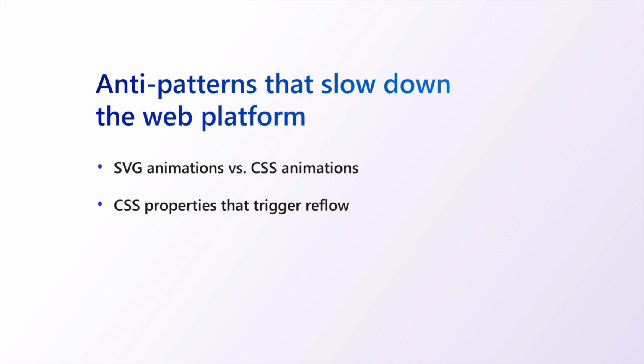Some CSS properties can actually be handled by the compositor thread instead of the main thread, and so when you do have to change these properties at runtime, the ones that are better to use are those like transform and opacity. So we strongly encourage you to do that.